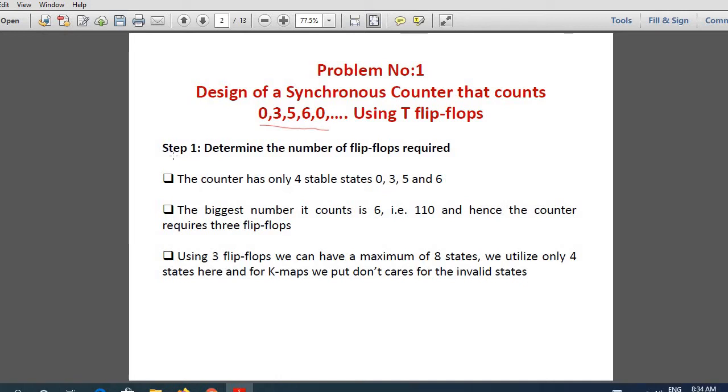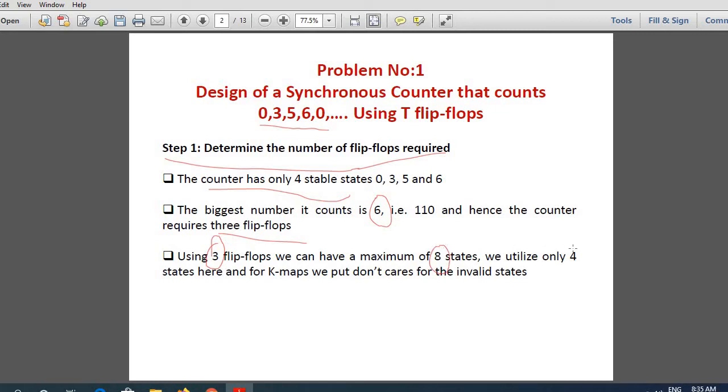So, in any counter design, the first step will be to determine the number of flip-flops required. Here we can see that the counter has only 4 stable states: 0, 3, 5 and 6. So what is the biggest count? It is actually 6, 110. So how many flip-flops does it require? 3 flip-flops. Now using 3 flip-flops, you evaluate the maximum number of states possible. It is 2 raised to 3, or 8 states.